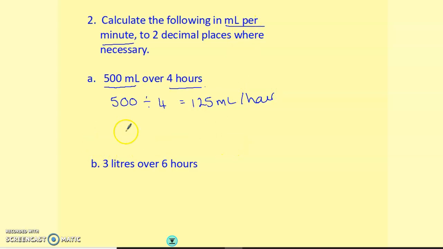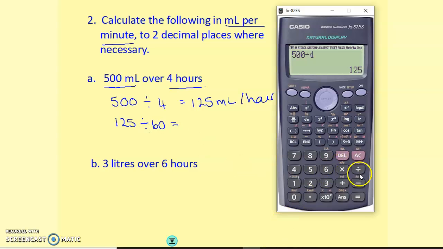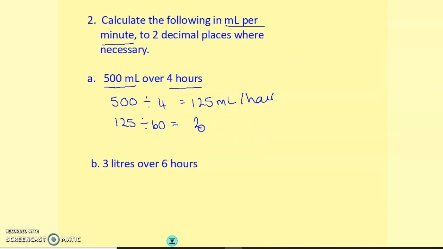I want millilitres per minute. There are 60 minutes in an hour, so I'm going to divide by 60, which is 2.08 and lots of 3s. I want 2 decimal places, so it would be 2.08 millilitres per minute.